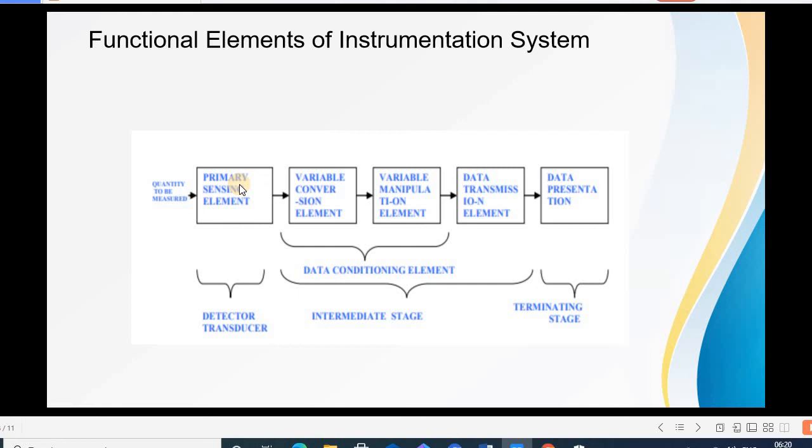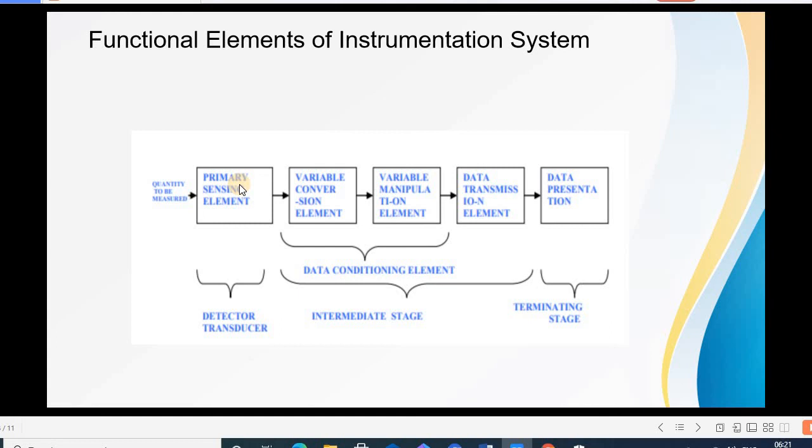And then next is the data transmission element. What do we mean by data transmission element? In data transmission, whatever signal manipulation or signal conditioning has been done, the signal is transmitted to the next stage by using a data transmission element.